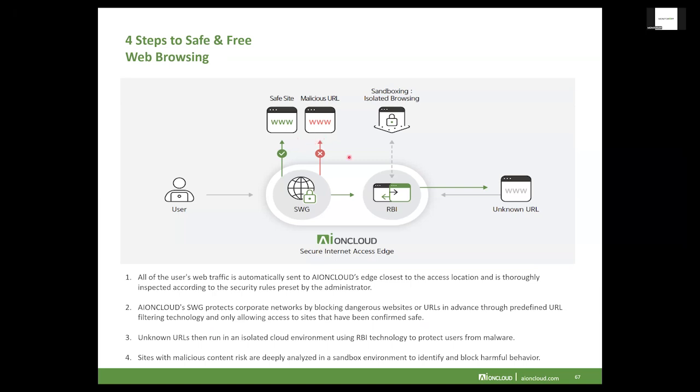However, what if it's an unknown URL like this one? If it's an unknown URL, instead, the URL is run in an isolated cloud environment using RBI technology to protect users from malware. Sites with malicious content risk are deeply analyzed in a sandbox environment to identify and block harmful behavior. There are other ways to set policies for RBI too besides just unknown URLs. For example, admin can determine specific URLs that the users will always access through RBI, no matter what the context is. Let's see what this feature looks like.